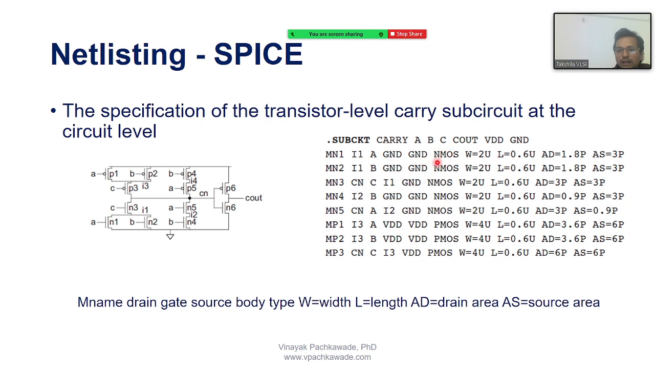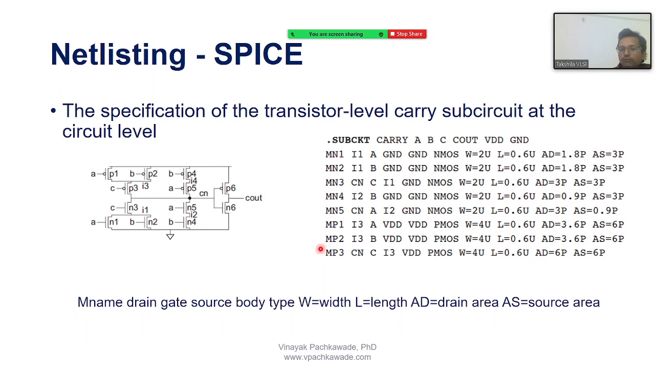Then what type of transistor is it? NMOS, so I write here. Then width is 2 micron. L, channel length, is 0.6 micron. AD is the drain area, that is 1.8 pico, picometer square. The unit is picometer square for area. Source area is 3 picometers square, right? So this is how I describe the syntax for one transistor.